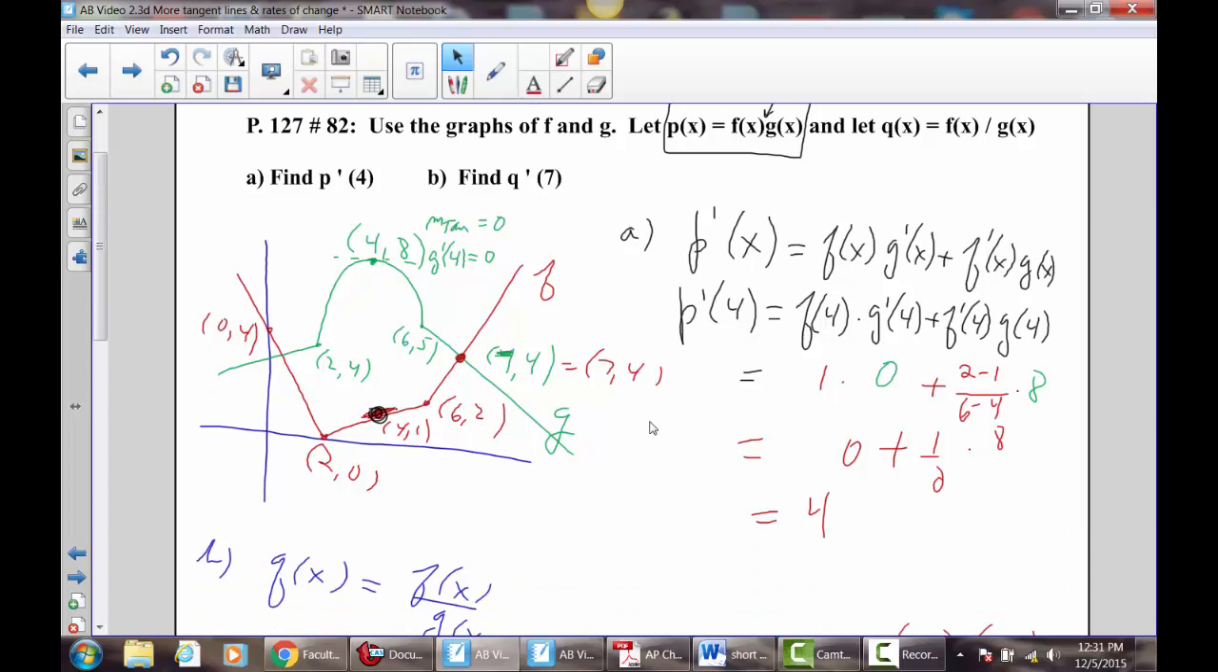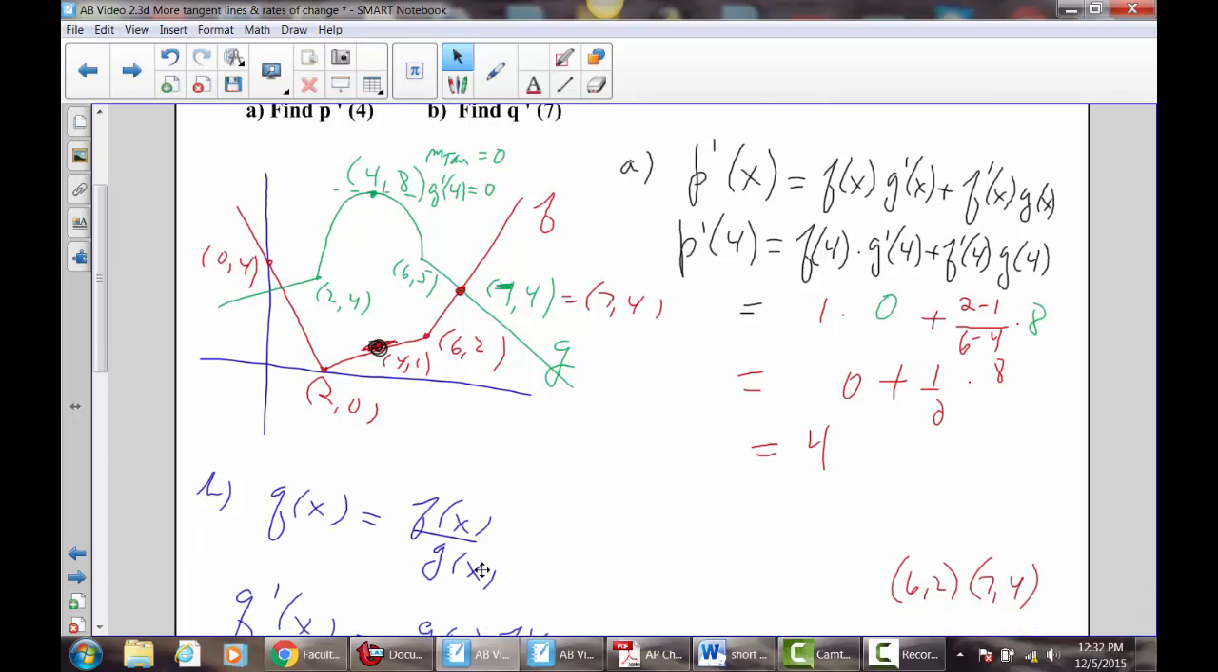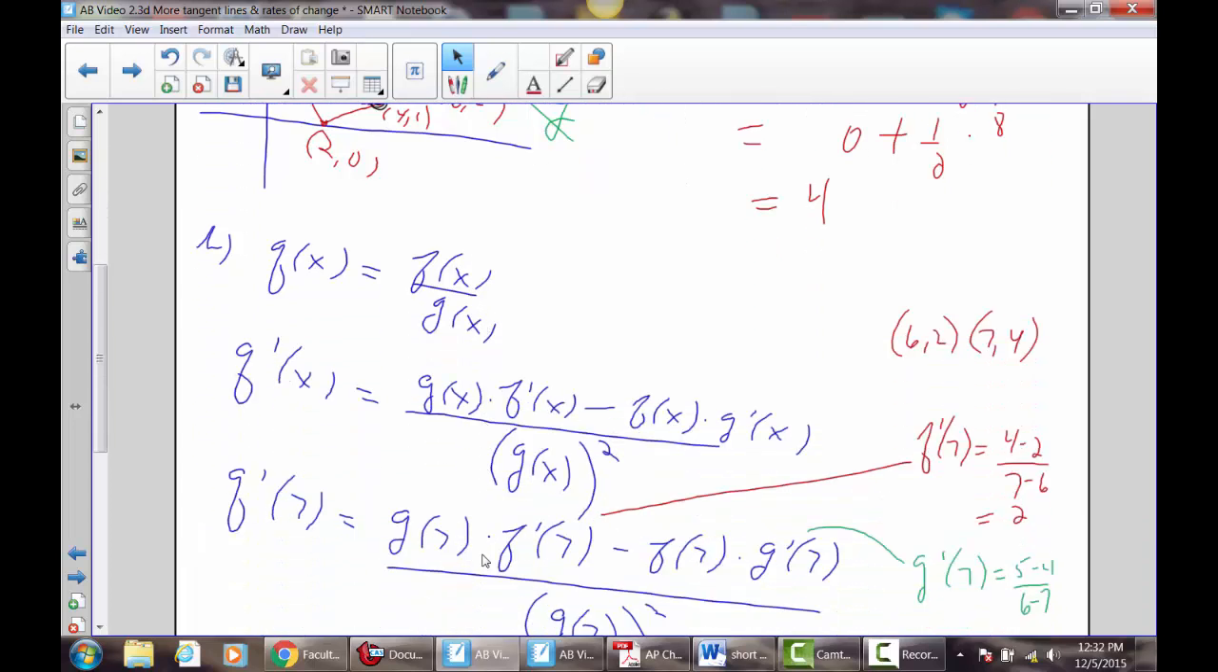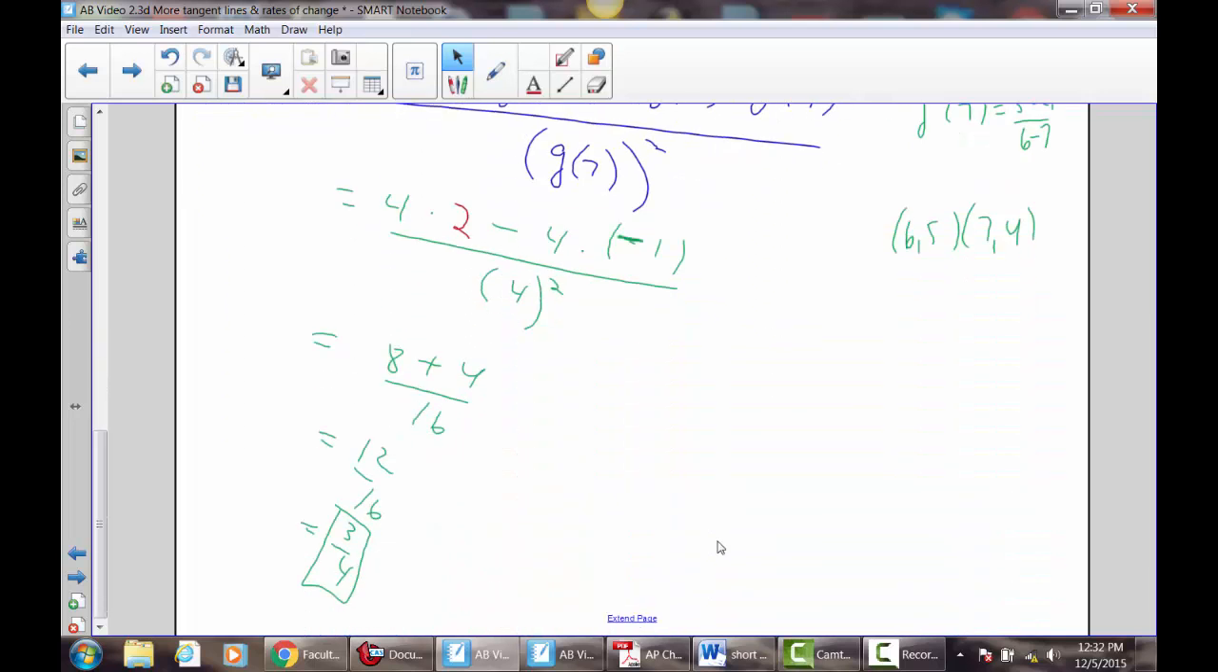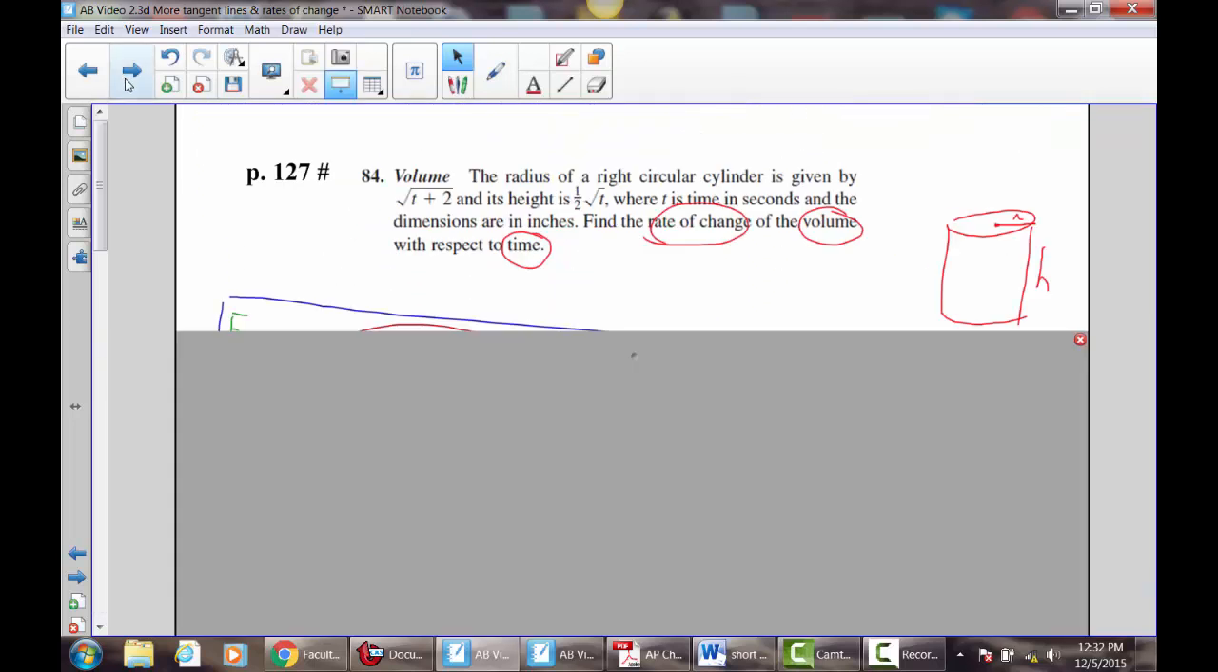Okay? Same thing for the second one. They want Q prime of 7. Q of X is F of X over G of X. So we do a quotient rule. Then we replace all the X's by 7. And then we go through the same procedure for G. What's G of 7? What's F of 7? And what are the derivatives of those quantities? And you can go back and look at that if you'd like.